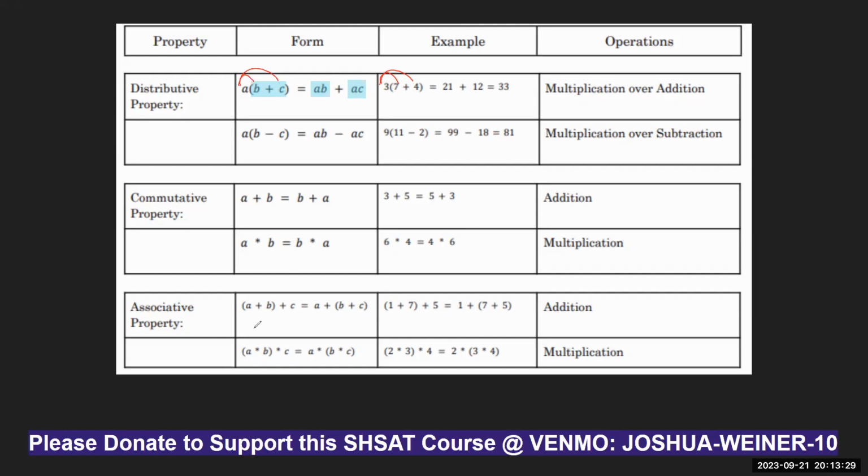It also works over subtraction. For example, A times (B minus C) is the same as AB minus AC, distributing the amount A. So if you have 9 times (11 minus 2), we can do, start with 99 and subtract 18, that's 81, which is the same as 9 times 9.